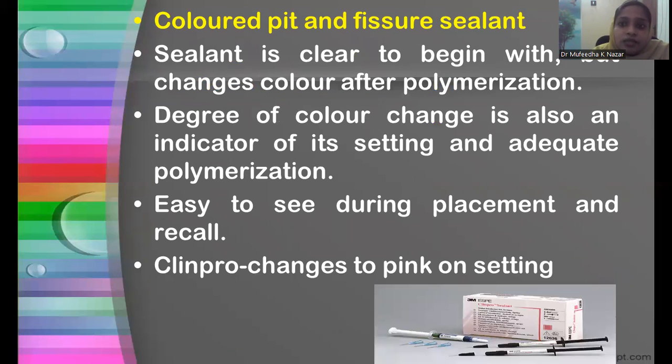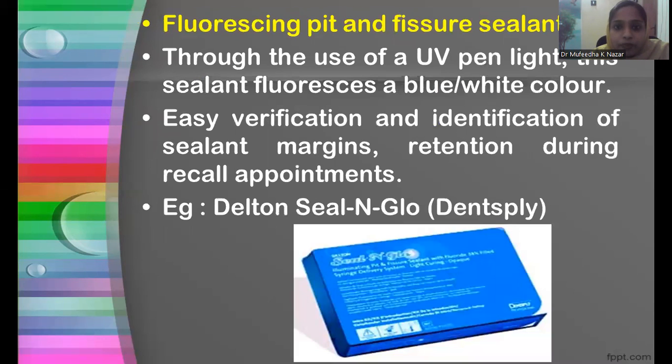Second one is colored pit and fissure sealants. This type of sealant is clear to begin with, but it changes color after polymerization. And this degree of color change is almost an indicator of its setting and adequate polymerization. This kind of sealant is easy to see during placement, and on recall, we can evaluate sealant loss more easily. Example of this colored pit and fissure sealant is Clean Pro, which changes to pink on setting.